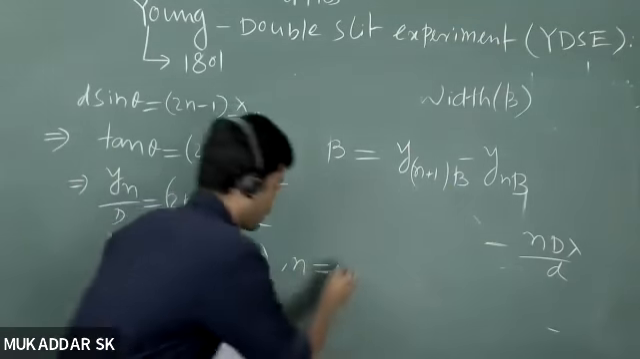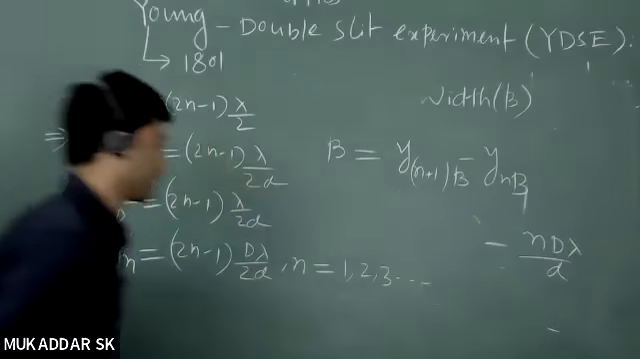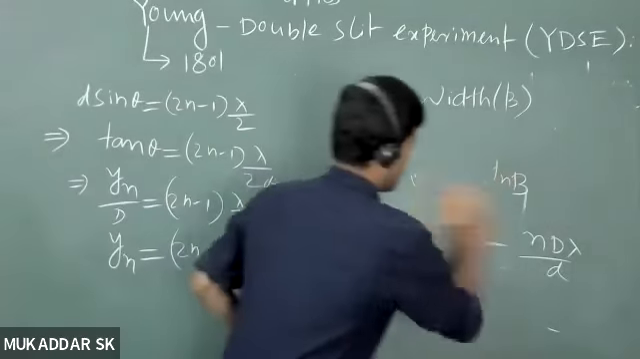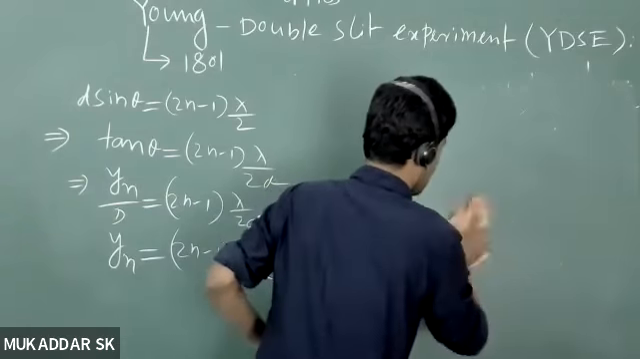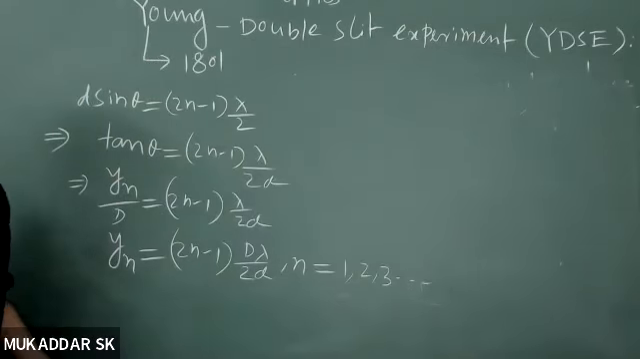If you remember, it is 1, 2, 3 and so on, right? Is it clear? Is it clear to all?